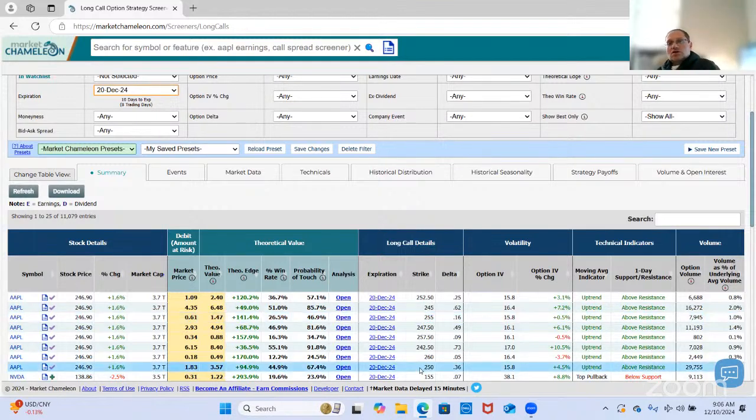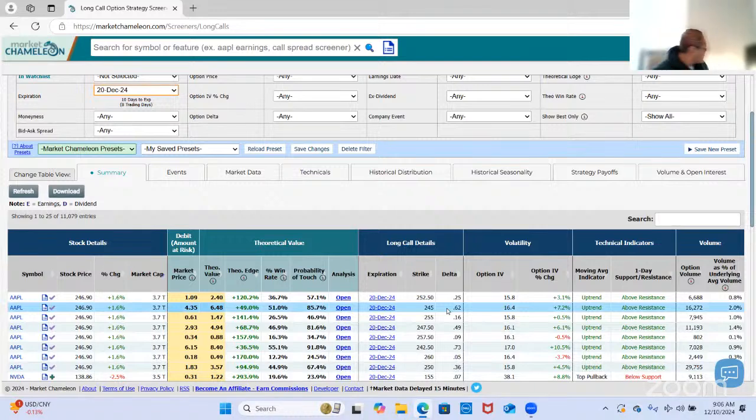And these strikes are a different distance away from the spot price. Some are above the spot price, some are below, some are close to right at the money, and some could be very far away. So we could analyze all these options and see which ones fit your needs.